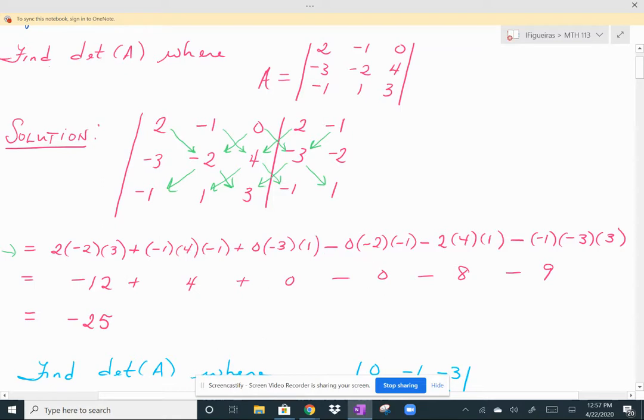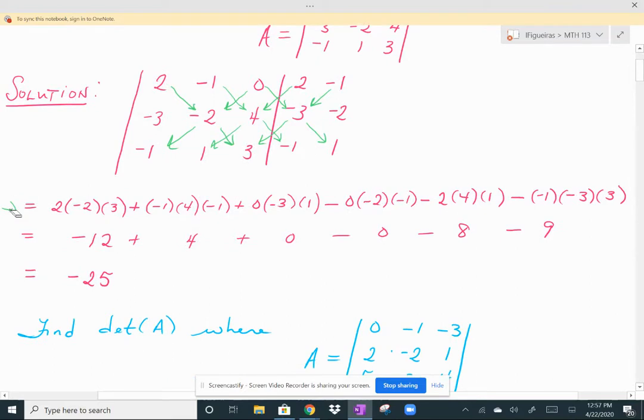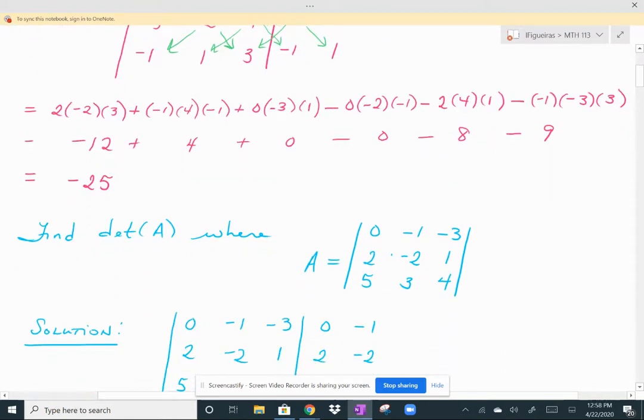Then you multiply these products out, which is what you see on the second line of work here. So that gives you negative 12 plus 4 plus 0 minus 0 minus 8 minus 9. When you do all of that addition and subtraction, you get a determinant value of negative 25. All right, so let's practice that again.